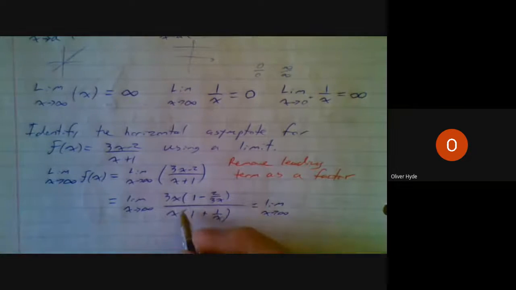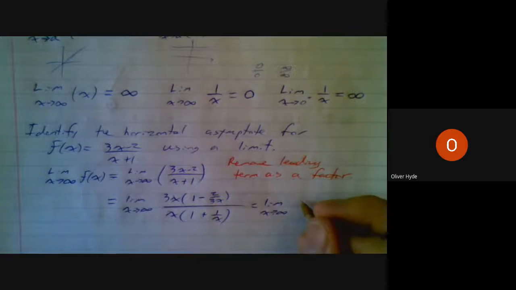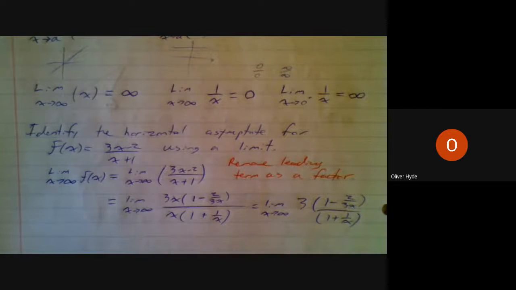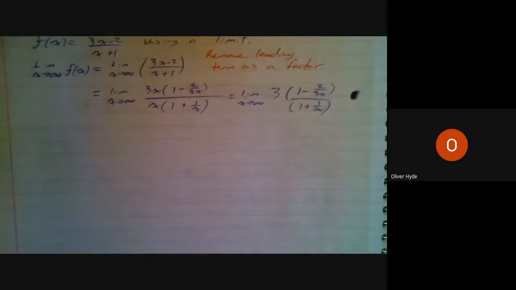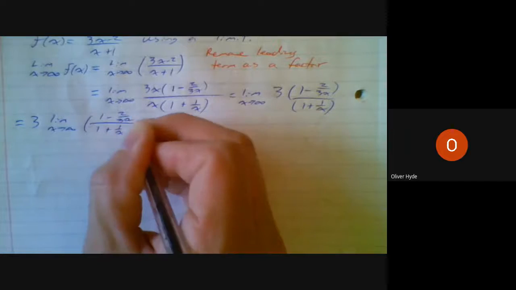Let's see, x divided by x will be 1, as long as x isn't 0, and I'm not worried about x being 0. So I'll get 3 times 1 minus 2 divided by 3x all over 1 plus 1 divided by x. And now you can show as many steps as you want here. You could show all of your limits properties if you like. We could use constant multiple and say this is going to be equal to 3 multiplied by the limit as x grows without bound of 1 minus 2 over 3x divided by 1 plus 1 over x.